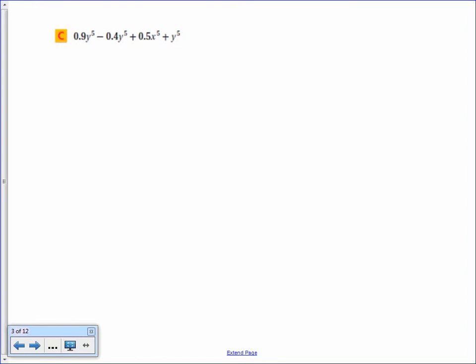Next one here, which ones are the same? We've got a y to the fifth, another y to the fifth, and another y to the fifth. So 0.9 minus 0.4 will give me 0.5. And there's no number in front, but it's like there's a 1 there. So 0.5 plus 1 will give me 1.5y to the fifth. And that last term can't be combined with anything, so we'll just tack it on the end.